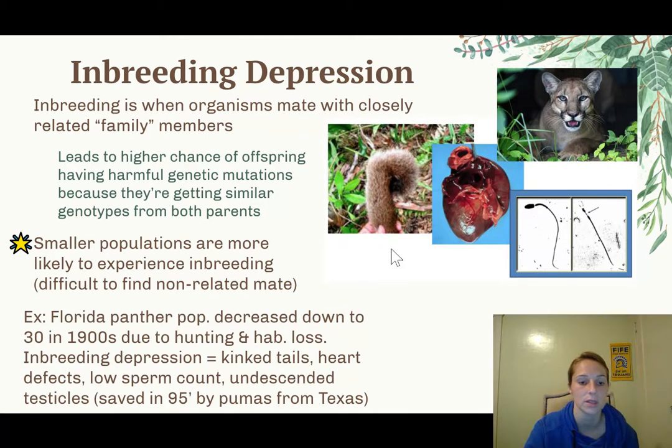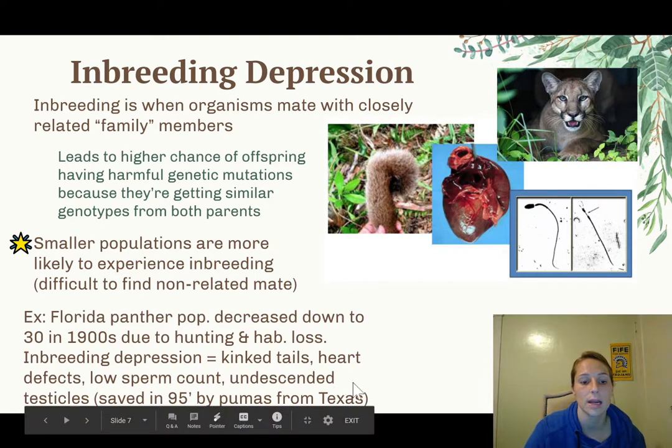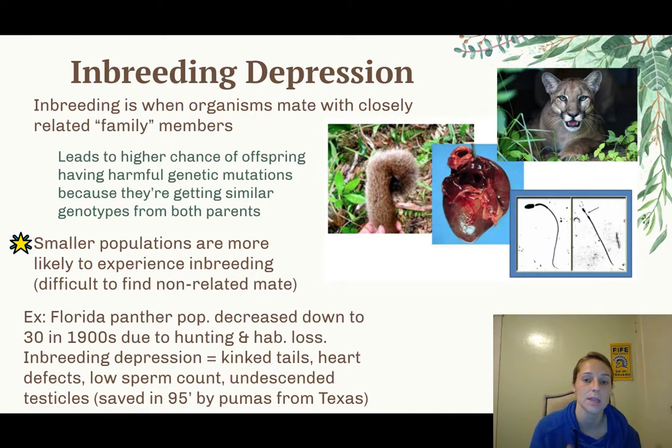Now, this ended up being a success story for scientists because they had a really closely related relative in Texas. So in 1995, scientists brought in some of these pumas from Texas and had them mingle with the Florida panther population to introduce some more diversity. And now the Florida panther population is doing better and having less inbreeding problems.